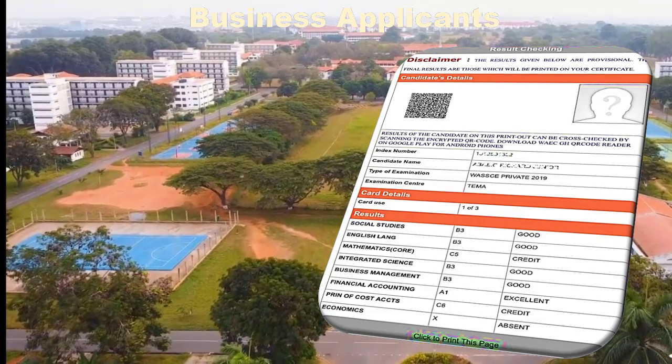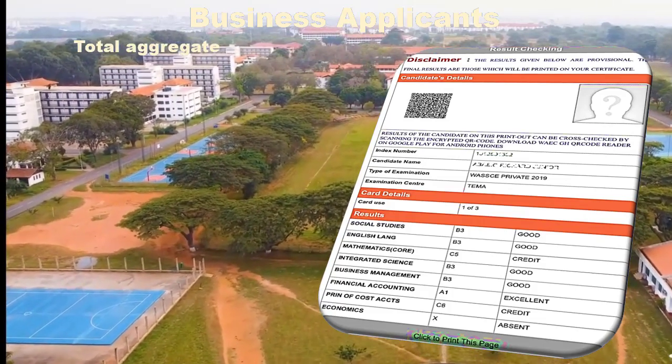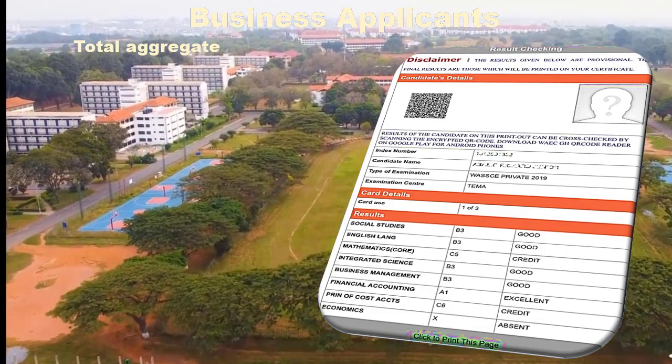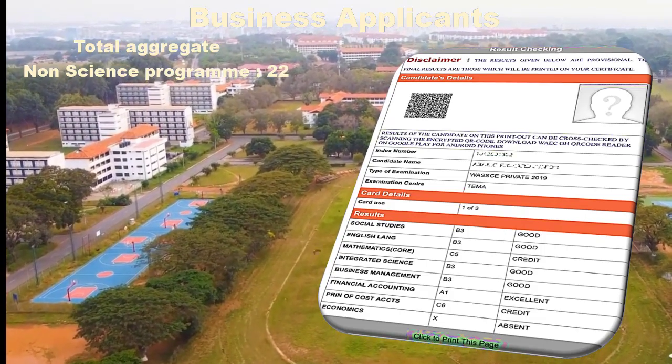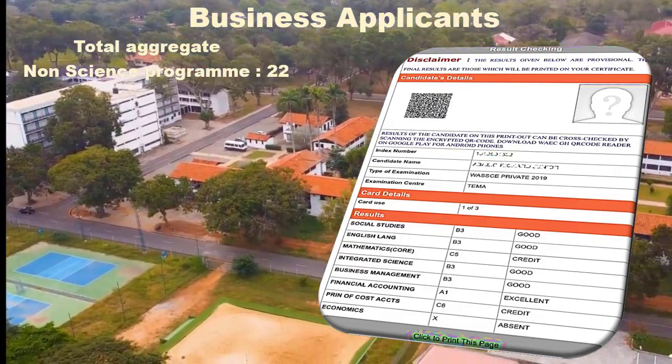So using the Social Studies, English Language, Core Mathematics, and 3 best electives, the applicant will obtain an aggregate of 22 for non-science programs alongside 3 of the best electives. This applicant will also obtain an aggregate of 22.